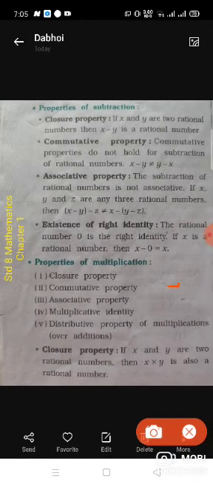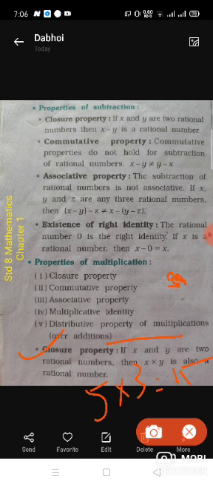Okay, now dear friends, we are going to see the properties of multiplication. In it, the closure property, commutative property, associative property, multiplicative identity and distributive property of multiplication over addition. First we are going to see the closure property. If x and y are two rational numbers, then x times y is also a rational number. Here the value of x is again 5 and y is equal to 3. So 5 into 3 is equal to 15, and 15 is a rational number.